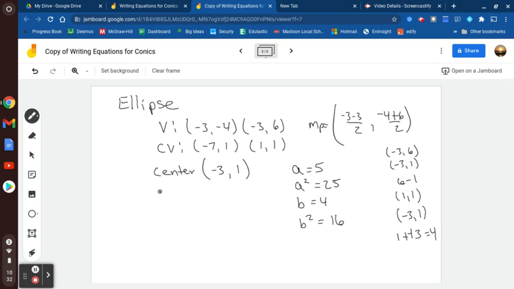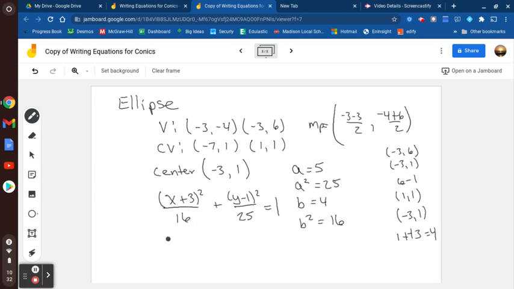All right, so now I'm going to put... Ellipse always starts with x. So x plus 3 squared plus y minus 1 squared equals 1. The tricky part about an ellipse is where the a squared goes. So look at the vertices. What's changing in the vertices, the x or the y? The y. So where should the a squared go? Underneath the y. So 25 is going to go here. 16 is going to go there.